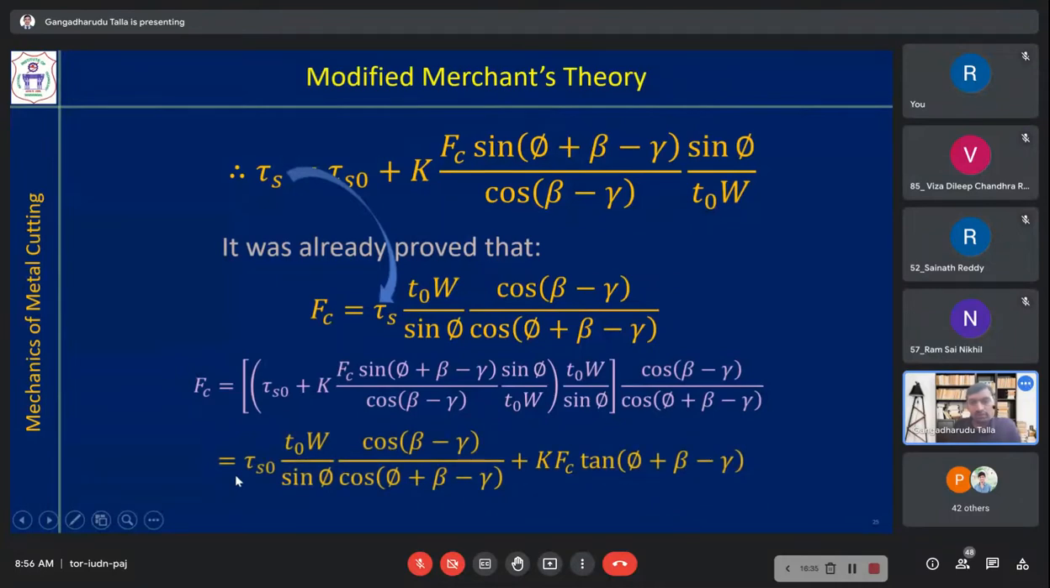So further, let's simplify this. You'll get tau s equals tau s0 into t0 w by sin phi, and cos(beta minus gamma) divided by cos(phi plus beta minus gamma). If you take it into this, it will be Fc, because sin(phi plus beta minus gamma) is here, cos(phi plus beta minus gamma) here. So it will become tan(phi plus beta minus gamma), and cos(beta minus gamma) will be cancelled out.